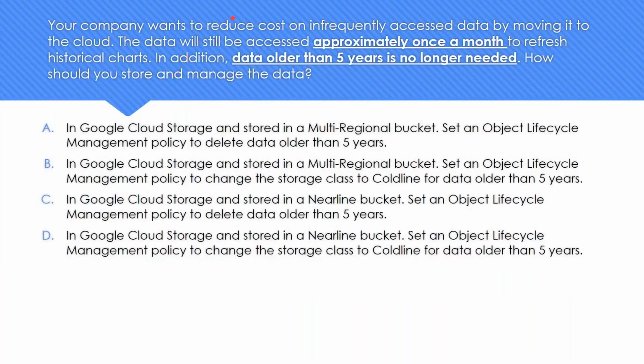The first question: your company wants to reduce the cost on infrequently accessed data by moving it to Google Cloud. The data will be accessed approximately once a month to refresh the historical data. Looks like some kind of a report. So once in a month, it's going to be refreshed. In addition, the data older than 5 years is no longer needed. How should you manage the data? So basically, this is the question, folks. Let me know what's the answer, and your time starts now.